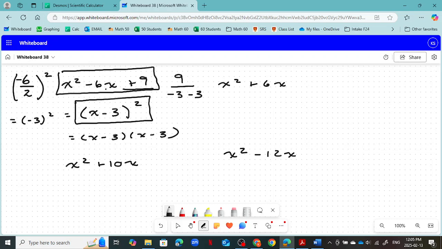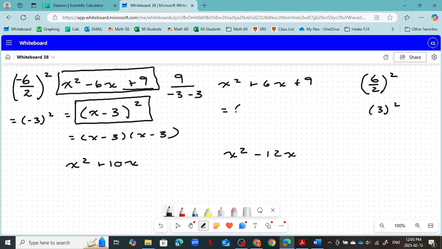So x squared minus 6x, the magic number was 9, and it factored to x minus 3 all squared. If we had x squared plus 6x, to find the magic number, you'd still take half that middle term and you'd square it, but this time it's 3 squared. Does that change the magic number? No, it's still going to be 9.